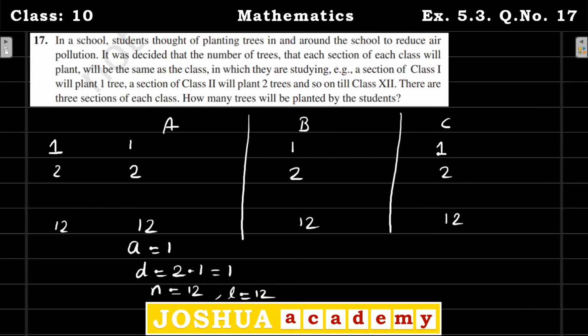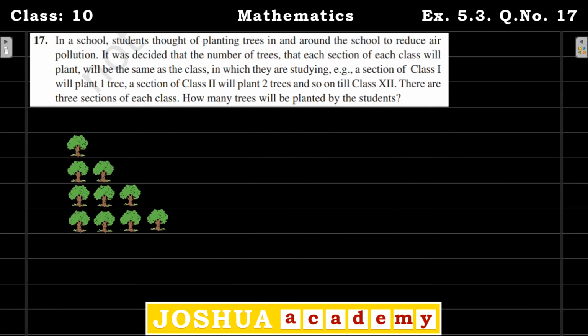If we know all this, we can find the total number of trees planted by section A of the school. The same way we have to find the total number of trees planted by students of section B of all the classes, and the same way for section C students from class 1 to class 12. That means once we find the total number of trees planted by section A, we can multiply by 3. So now we put it in a pictorial form here.